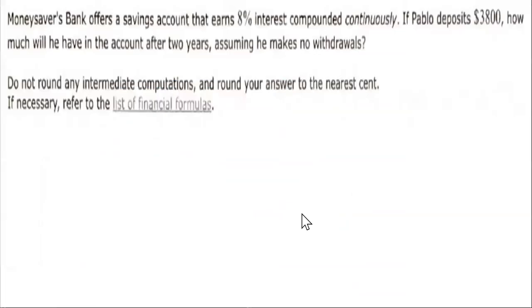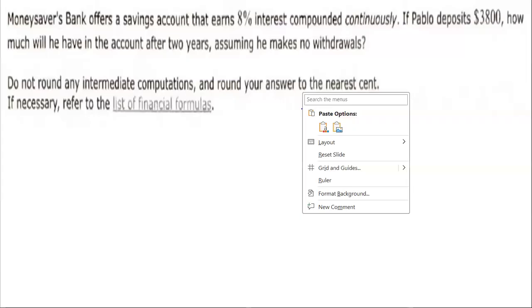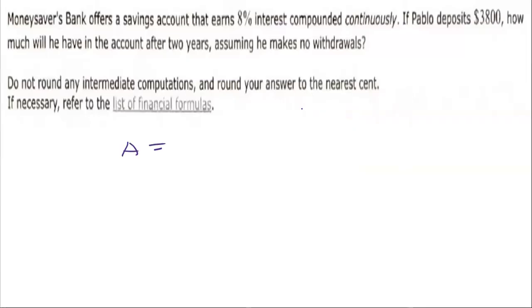Okay. So let's write this down. So it's going to be A is equal to P E raised to the RT. Okay. All right. Now, how do I know that this is the formula we're going to be using? And the key word here is continuously. So when it says the word continuously, you need to use this formula.